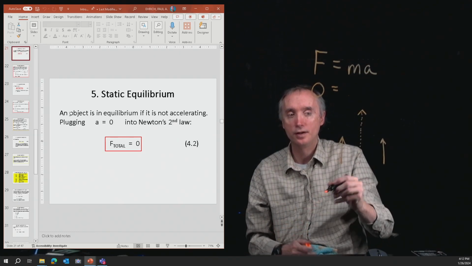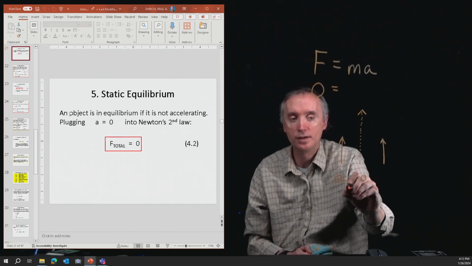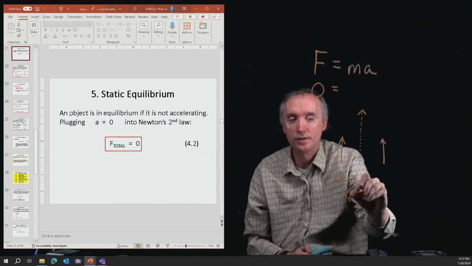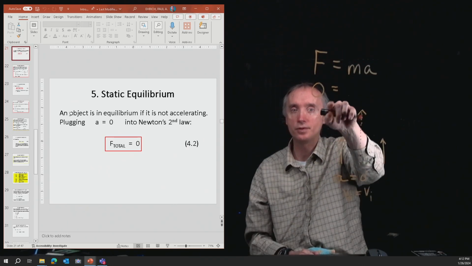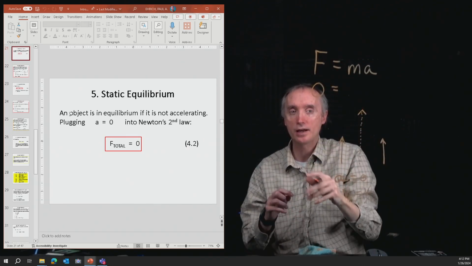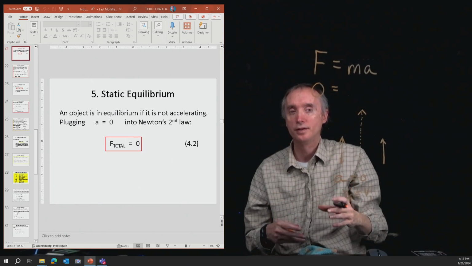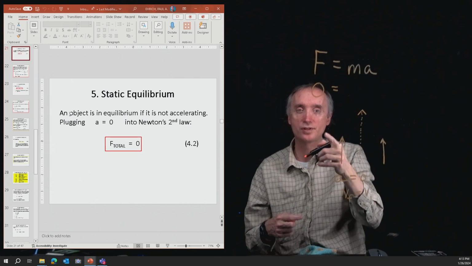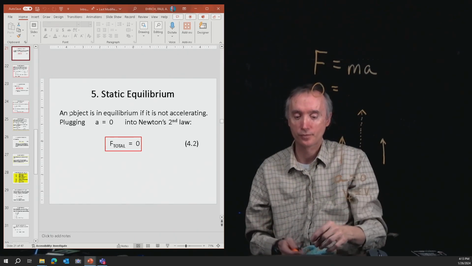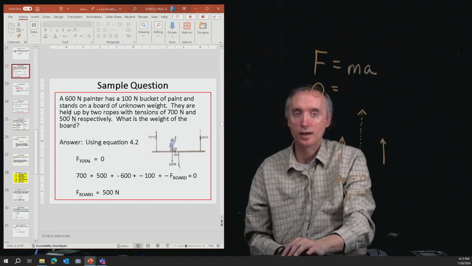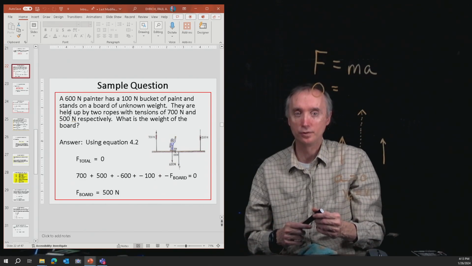Do you remember that if the acceleration is equal to 0, then that means the final speed is equal to the initial speed? So if something is in static equilibrium, it actually could be moving, it's just going to be moving at a constant speed. Now, most of the time when we do statics problems, it's not going to be moving, but it could be. So let's take a look at this picture here, which is an example of static equilibrium.